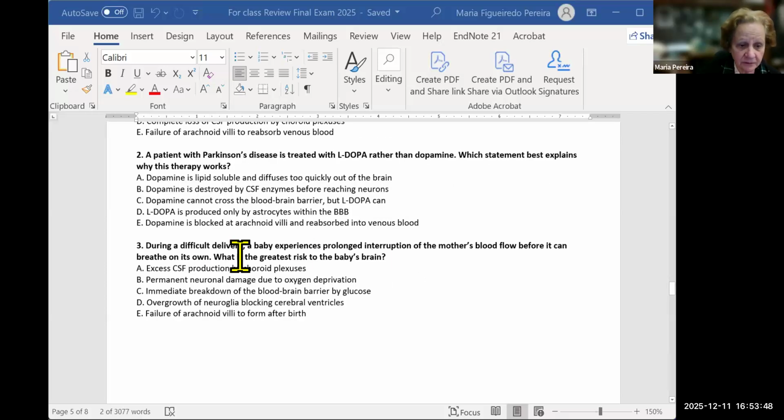Okay, during a difficult delivery, a baby experiences prolonged interruption of the mother's blood flow before it can breathe on its own. So that means that the brain is not getting enough oxygenation. What is the greatest risk to the baby's brain? Permanent neuronal damage due to oxygen deprivation. Now, this is an easy one.